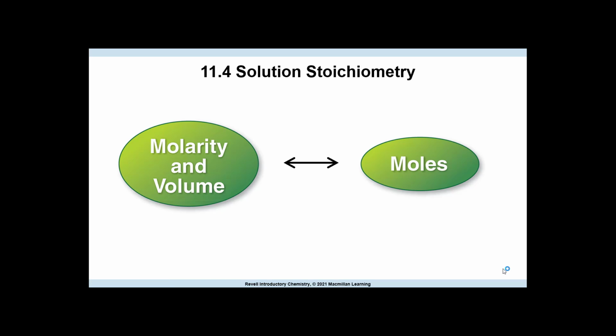This is Solution Stoichiometry. In chapter 7, we used balanced equations to answer questions of how much. The first step in most stoichiometry problems is to convert the amounts given to moles. When working with solutions, we commonly know the concentration and the volume of a solution.